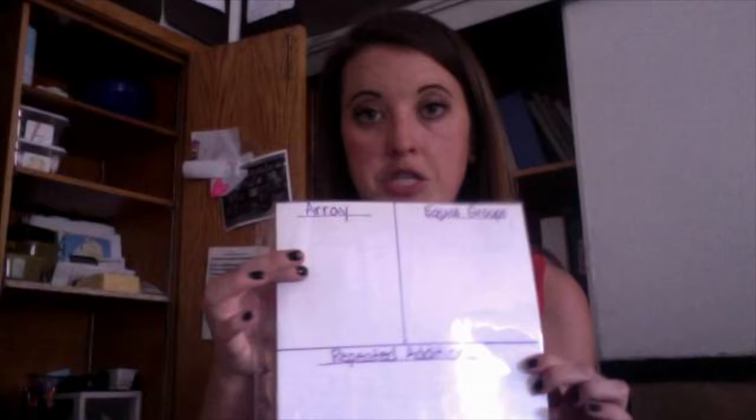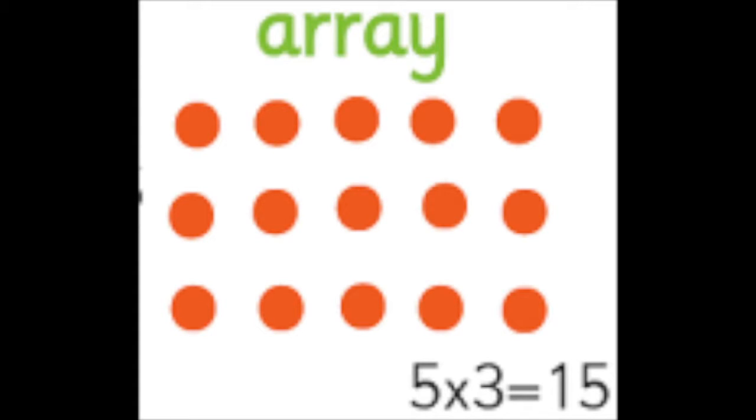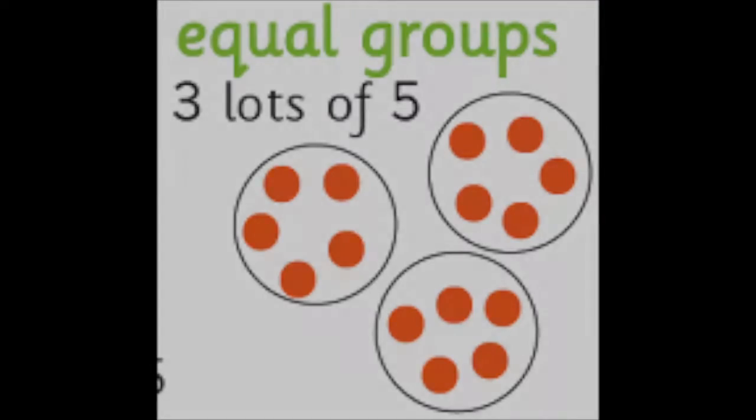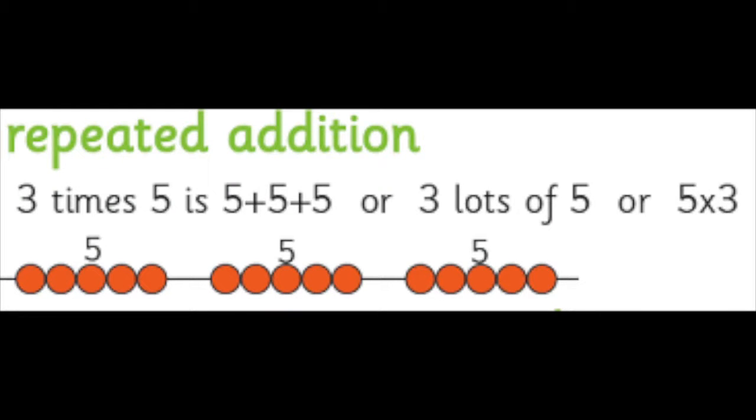And so we're going to begin by reading a real-world problem, and then we are going to be using the template that you have in front of you to try each one of those strategies. And let's review. An array is a group of items that are organized into rows and columns. Equal groups are groups that have the same number of equivalent items. And repeated addition is adding the same number again and again in order to find the answer to a multiplication problem.